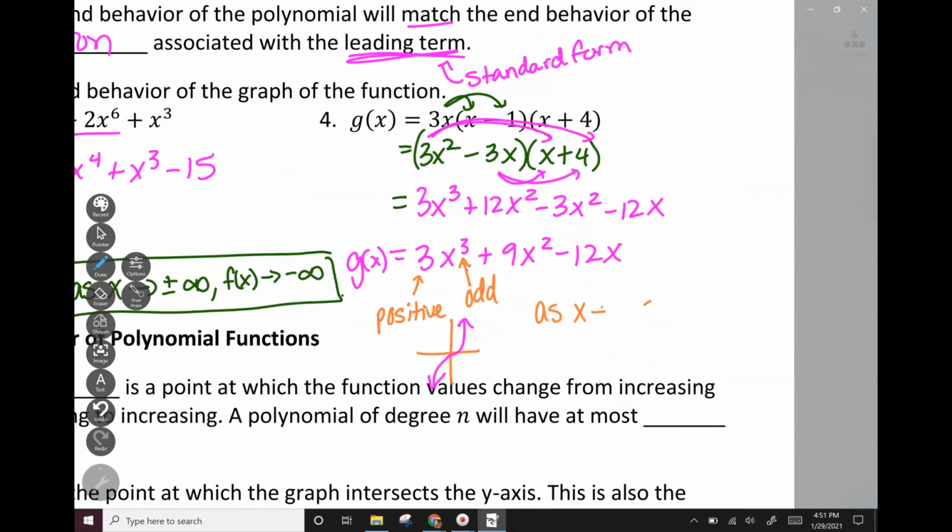As x approaches positive infinity, so as we move to the right, my graph is going up. So f of x approaches positive infinity. And then as x approaches negative infinity, f of x approaches, well, as I move to the left, it's going down. So approaches negative infinity.